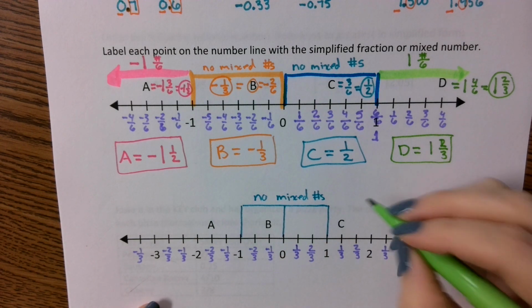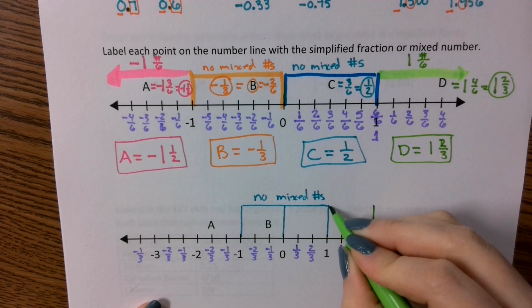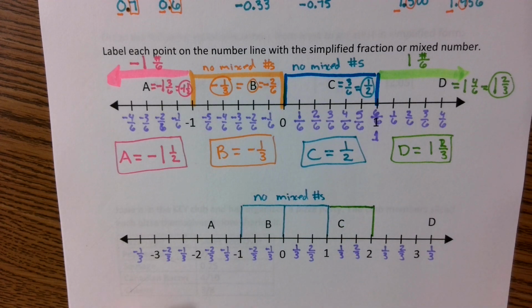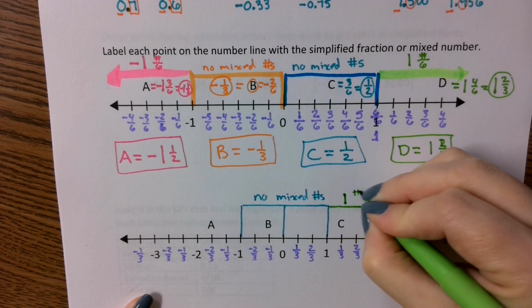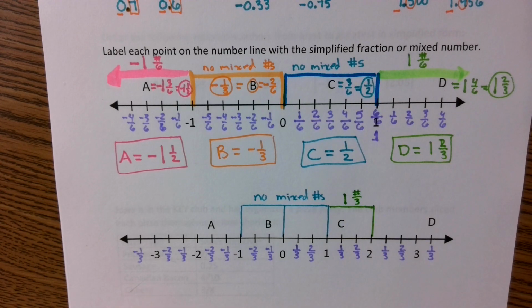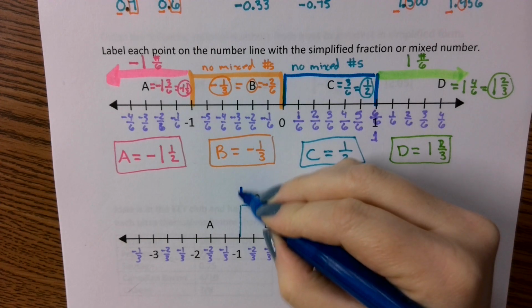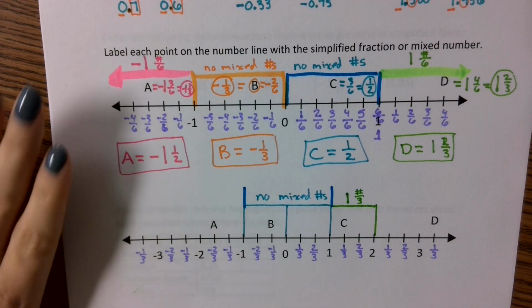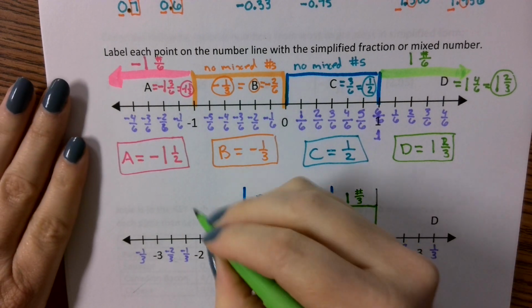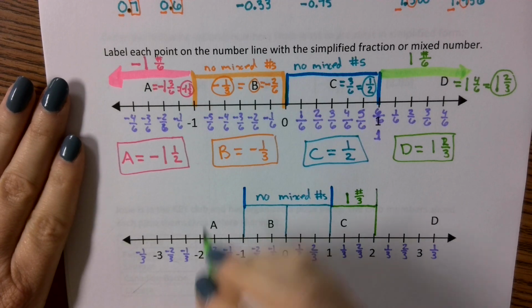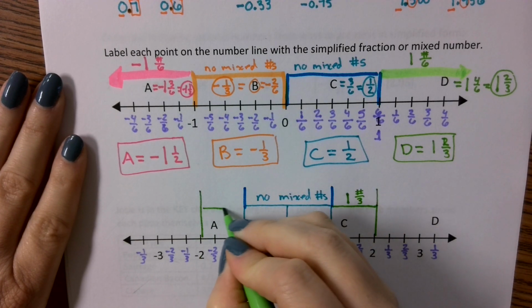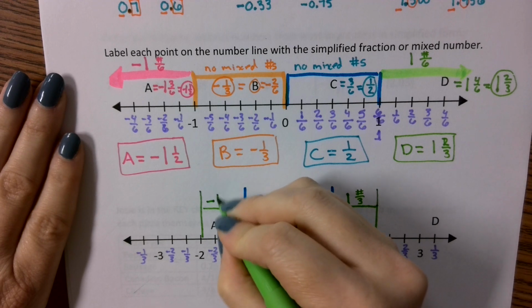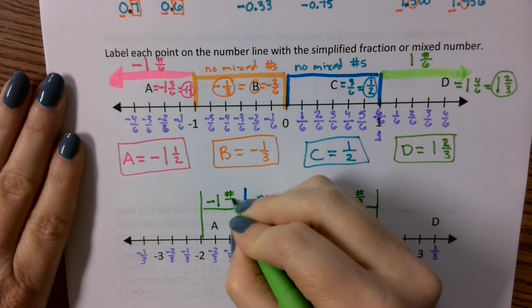Then from 1 to 2, we do have a mixed number. The whole number portion is going to be 1, and then some number over 3. Okay, same thing for here. Going from -1 to a -2, that's going to have a mixed number where it's -1 and then some number over 3.